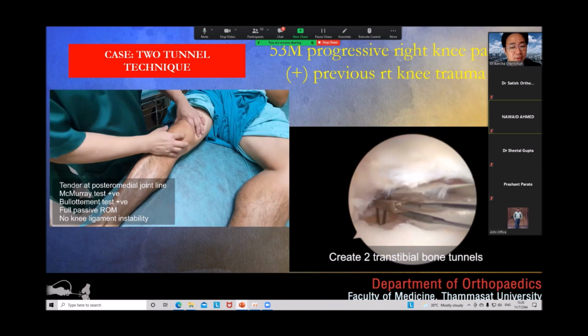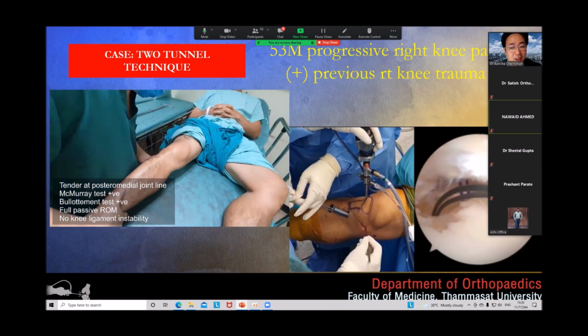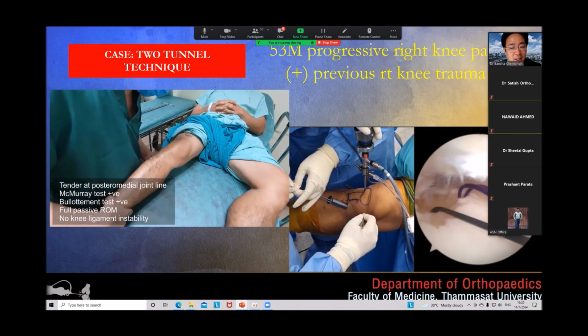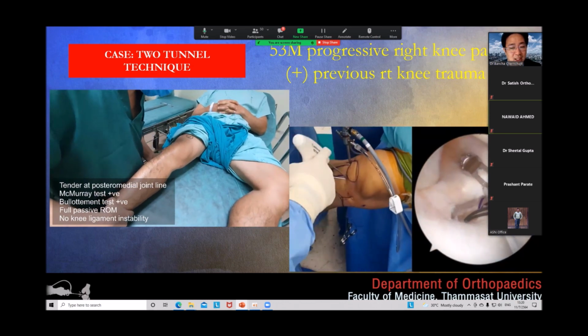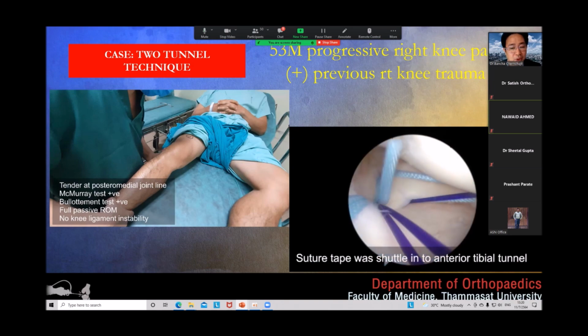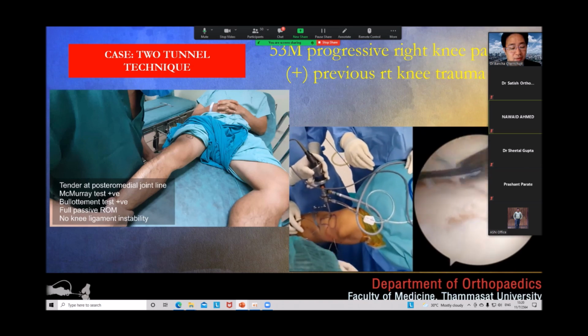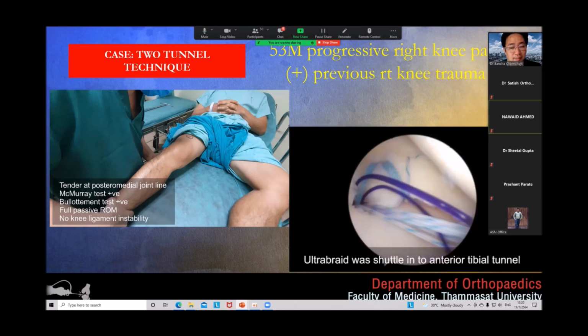area, right? Like this patient, he's an orthopedic doctor. I did the two tunnel technique for him. Actually, he requested that, and we use the tape, okay? And you can do like a suture bridge fixation like this and do the suture to the post.